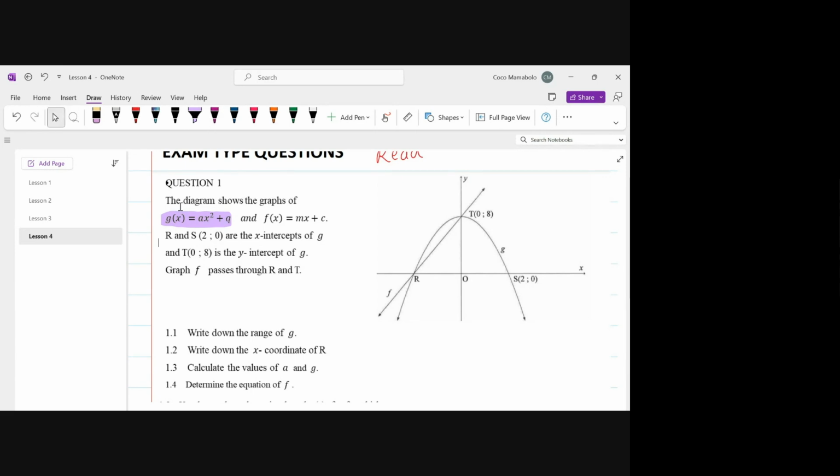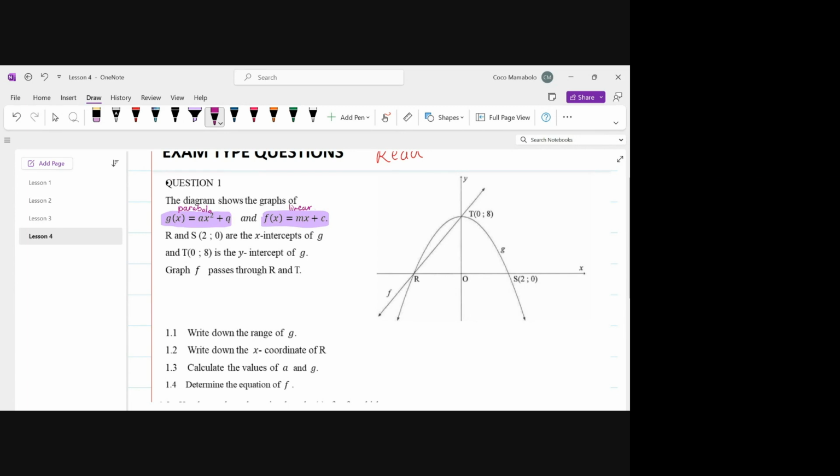We know that it's a parabola. They're not going to tell you that. They're not going to be like, a parabola was drawn. No, no, no, no. They're just going to give you the formula. Okay. And f of x is equal to mx plus c. That is a linear graph. Okay, it's linear. So we need to know both of these things.